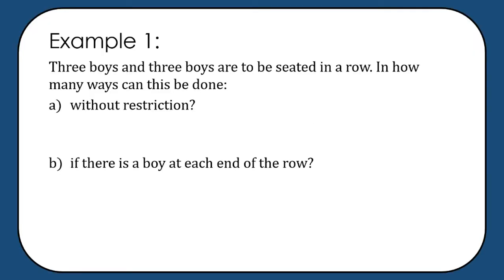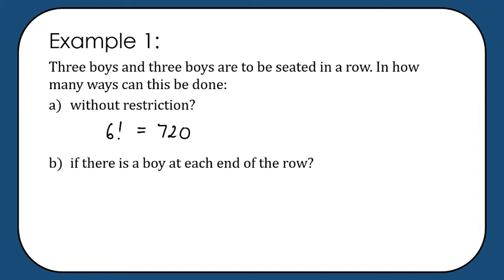So we have 3 boys and 3 girls that are to be seated in a row. In how many ways can this be done without restriction? So if there's no restrictions on how the 3 boys and 3 girls can be seated, we essentially just have 6 people that need to be seated in a row. So we know from our previous video that there are 6 factorial ways that that can be done, and 6 factorial is 720 different ways that these girls and boys can sit in a row.